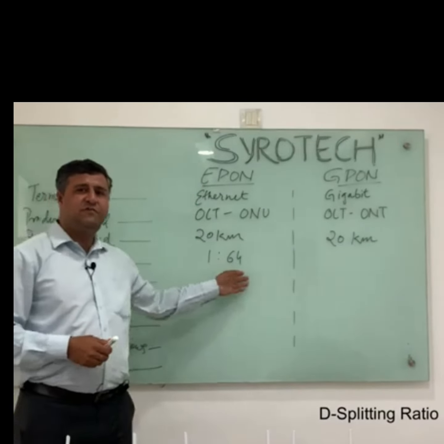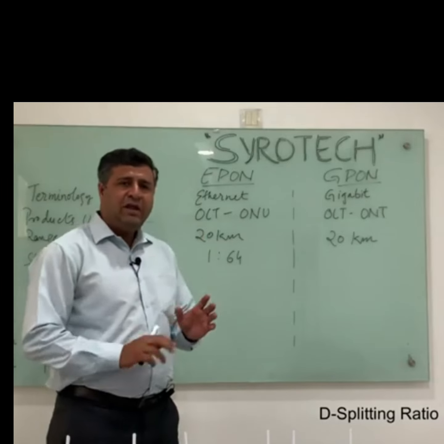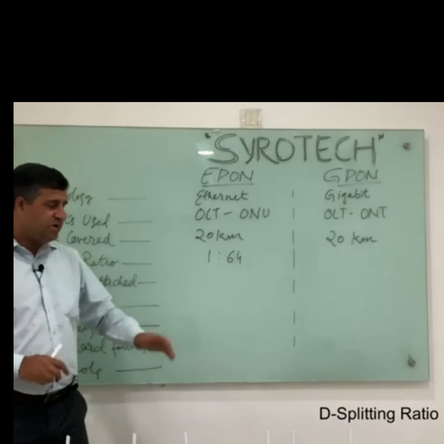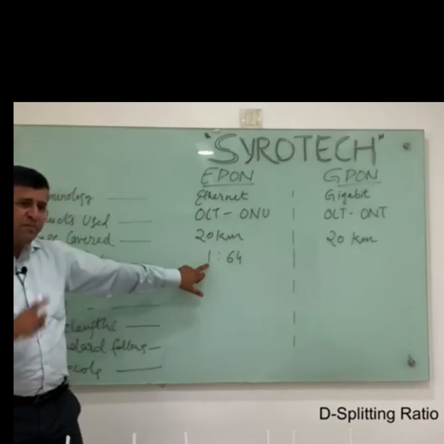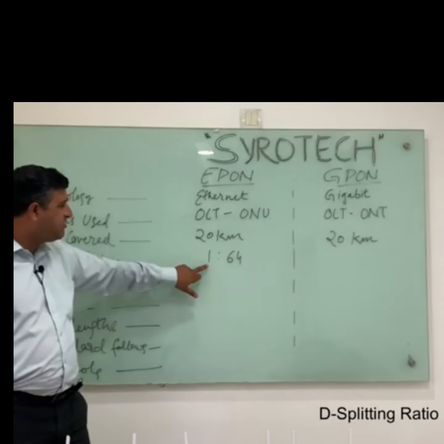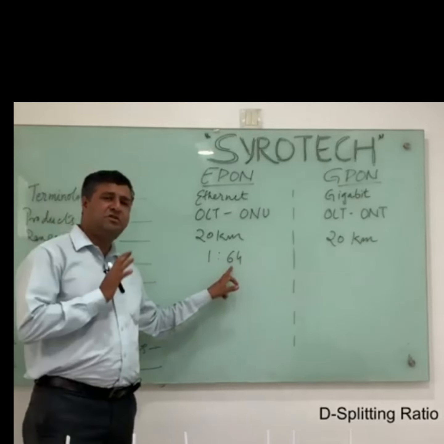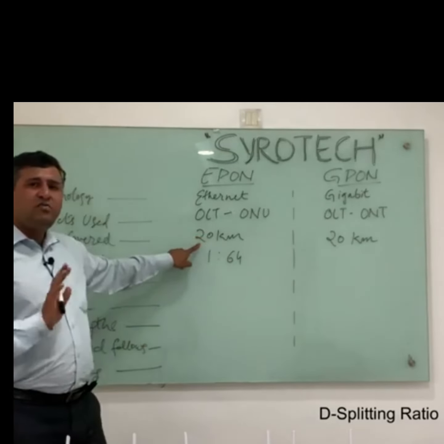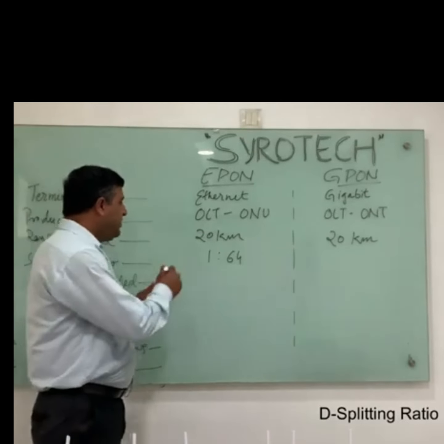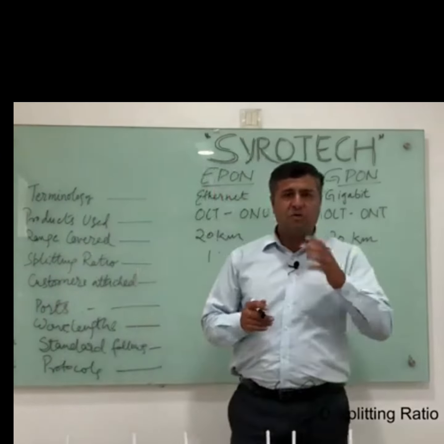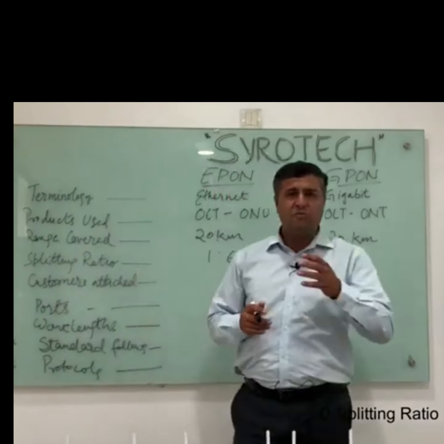Similarly, if I am talking about an 8 port OLT of EPON, it means 8 ports are there. If I take one port of the OLT, with this one port I can attach a maximum of 64 customers, up to the range of 20 km. It means we cannot go beyond those 20 kilometers. It always depends upon how much power we are using.